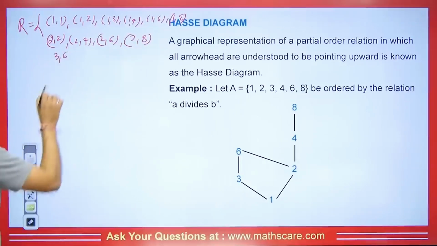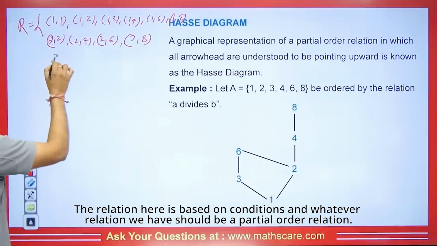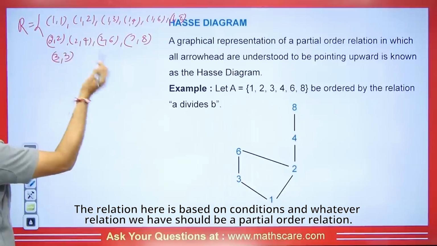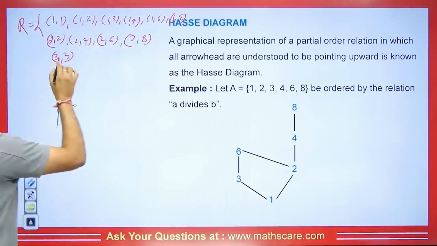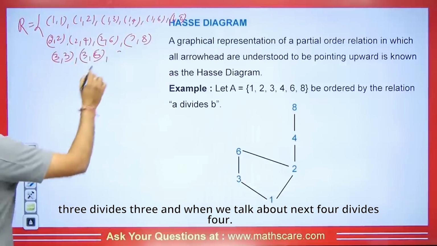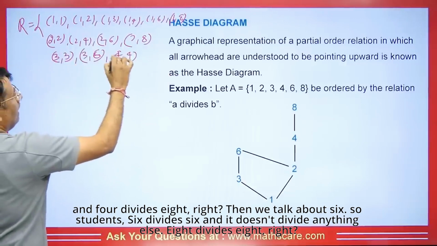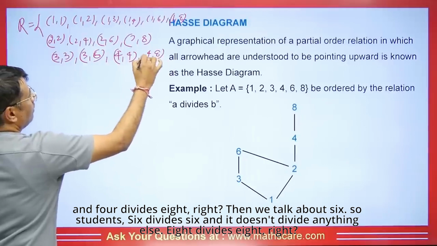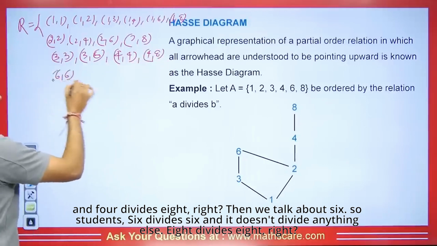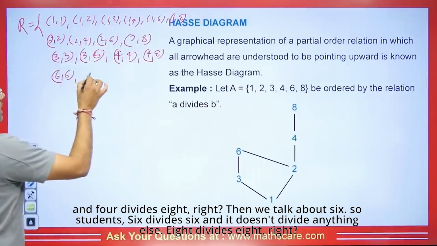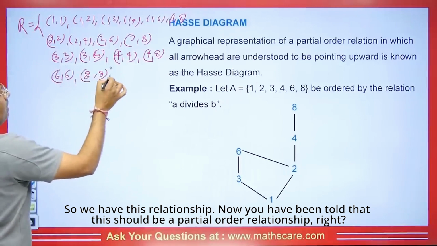Now let's talk about 3. Here 3 divides 3. The relation here is based on conditions, and whatever relation we have should be a partial order relation, right? 3 divides 3, and when we talk about the next, 4 divides 4 and 4 divides 8. Then we talk about 6. So students, 6 divides 6 and it doesn't divide anything else. 8 divides 8, right? So we have this relationship.